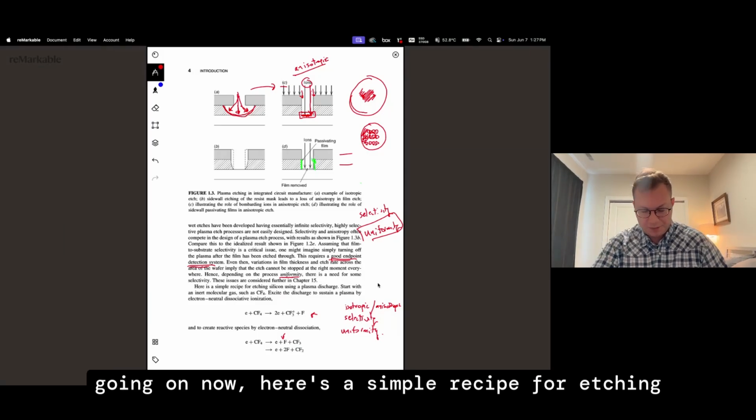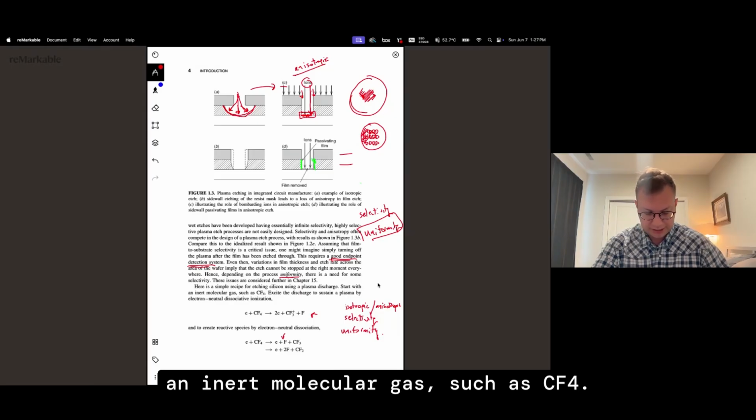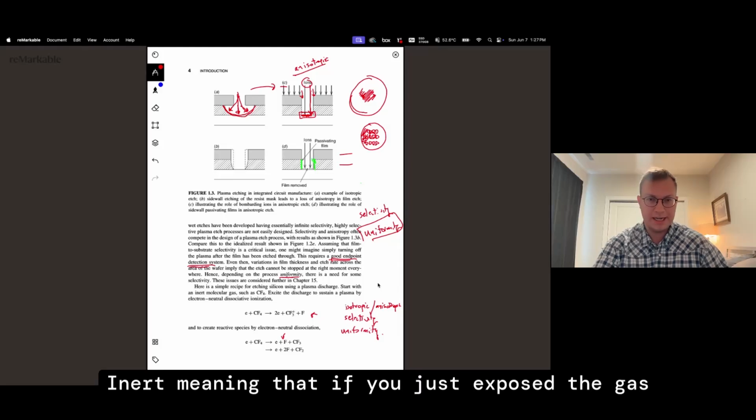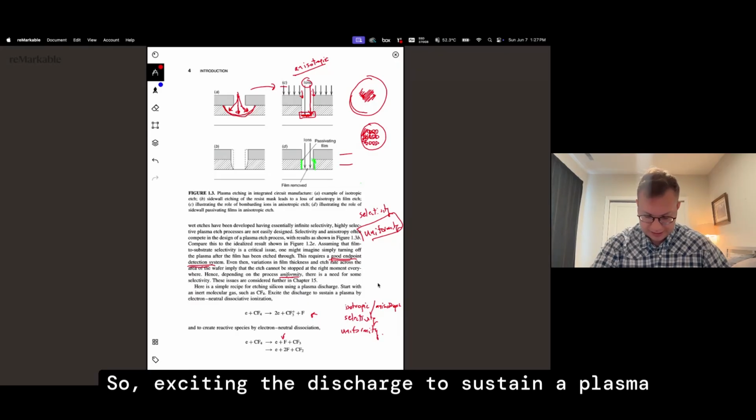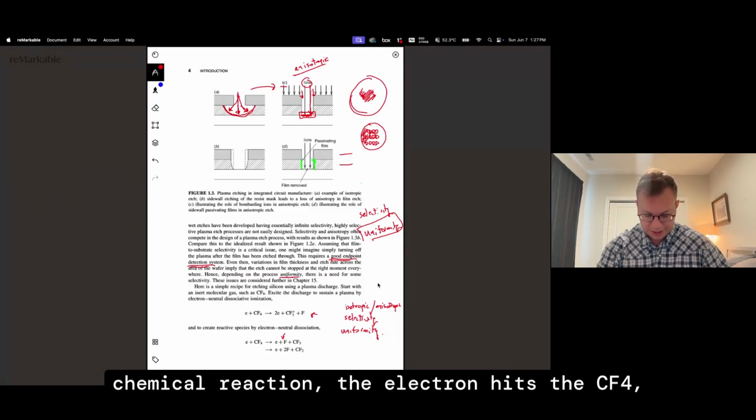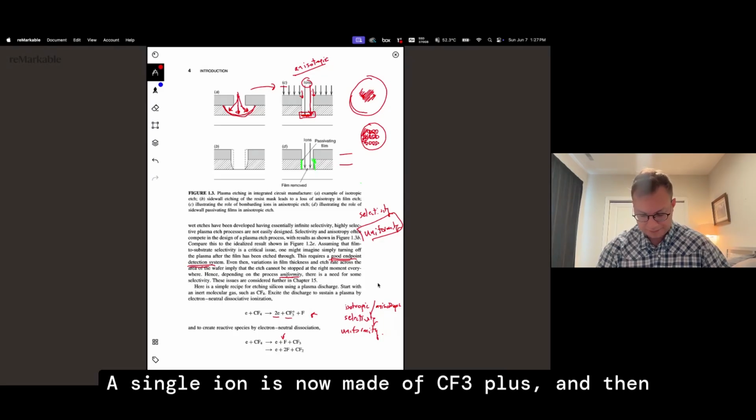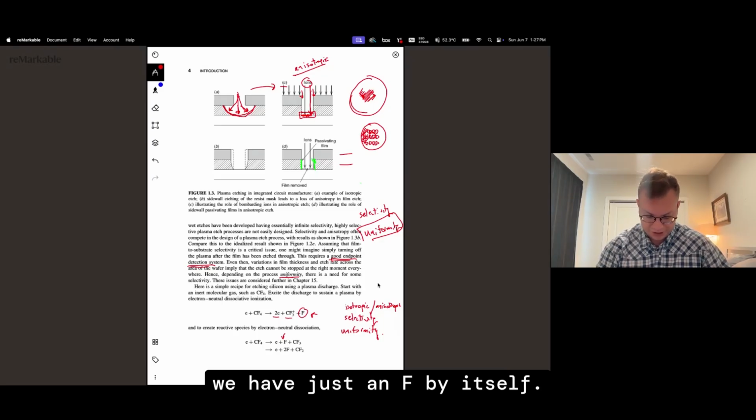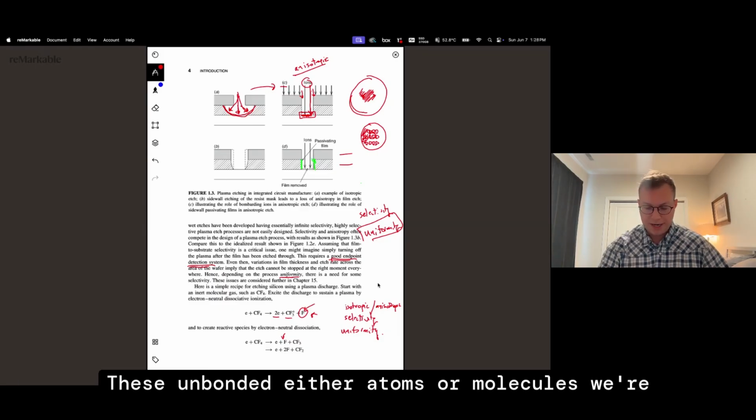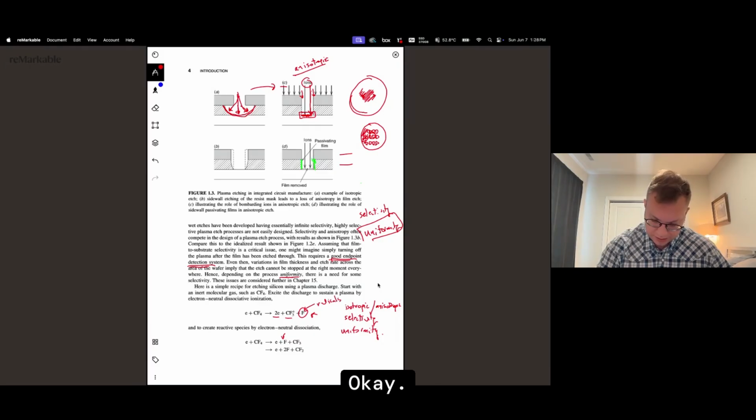Going on now, here's a simple recipe for etching silicon using a plasma discharge, starting with an inert molecular gas, such as CF4. Inert meaning that if you just exposed the gas to silicon, nothing would happen. So exciting the discharge to sustain a plasma by electron-neutral dissociative ionization. So here, given by this chemical reaction, the electron hits the CF4, ionizes it, creating 2 electrons, a single ion CF3+, and then we have just an F by itself. These unbonded atoms or molecules, we're going to call radicals, just as a general category.